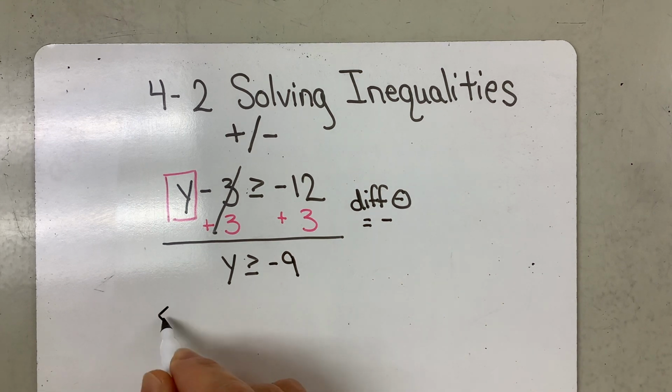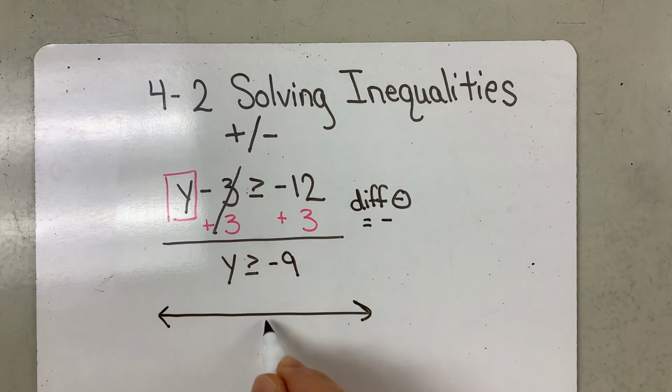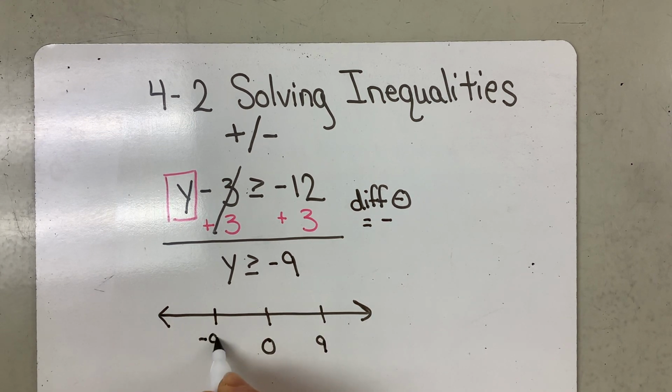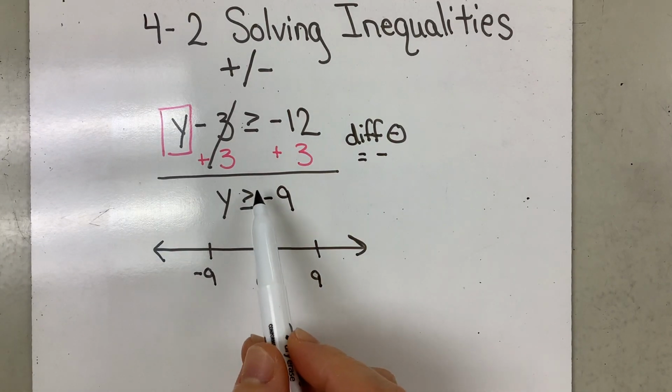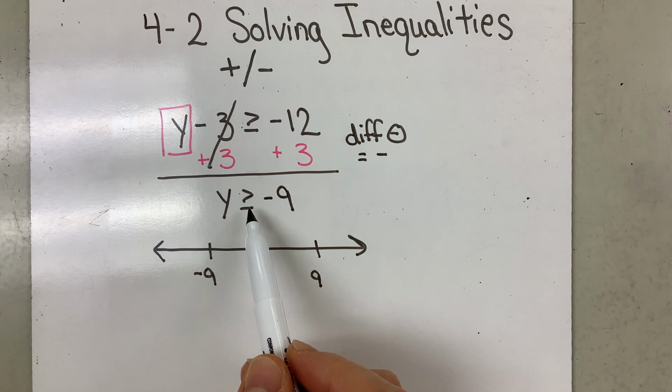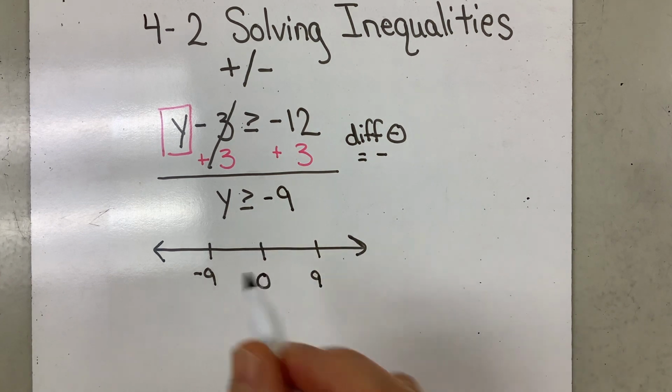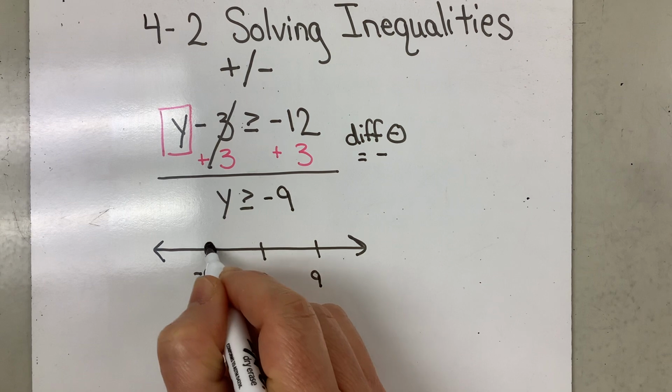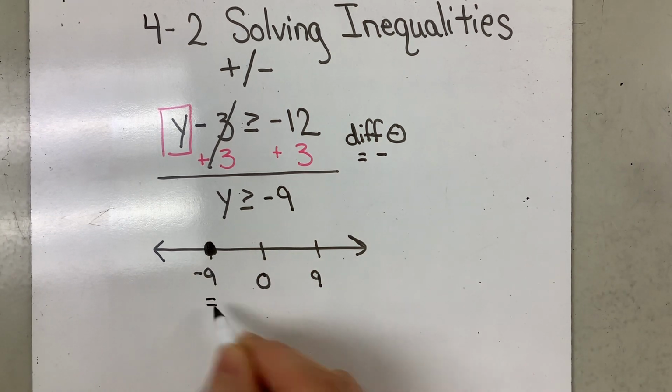Now, we do want to go ahead and graph our inequality. So just like we did on the last lesson, we're going to put a 0, positive 9, and a negative 9. All right. Now, do we want an open circle or closed circle? Right, we want a closed circle because it has the equal to negative 9.